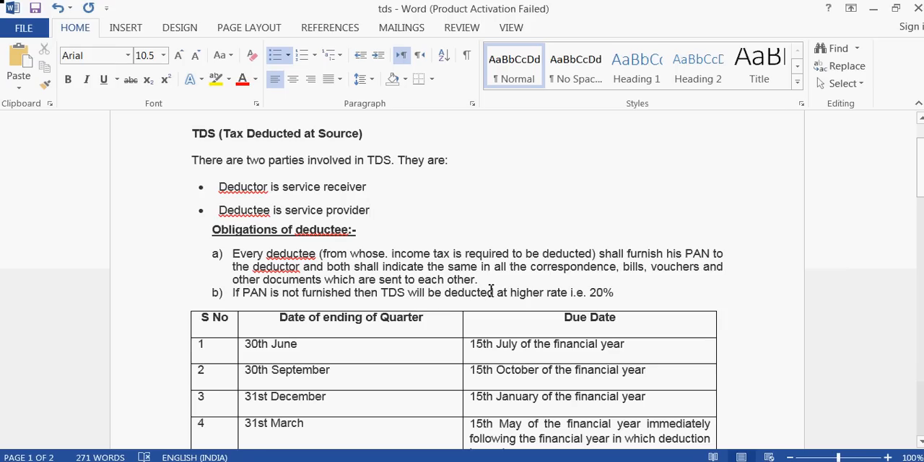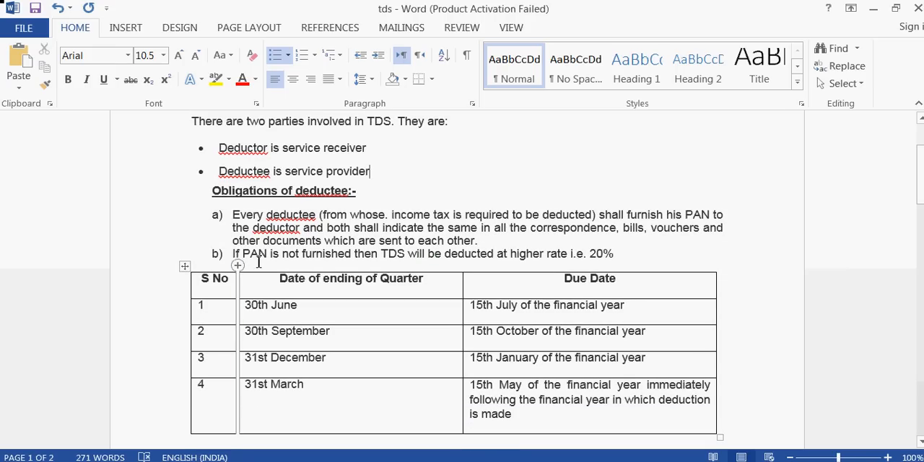The deductee has to submit his PAN number because while filing TDS we have to mention the deductee's PAN number. Based on that we can provide him Form 16A. And if PAN is not furnished, then TDS will be deducted at the higher rate of 20%. If the deductee providing the service does not provide a PAN number, TDS will be deducted at 20%.